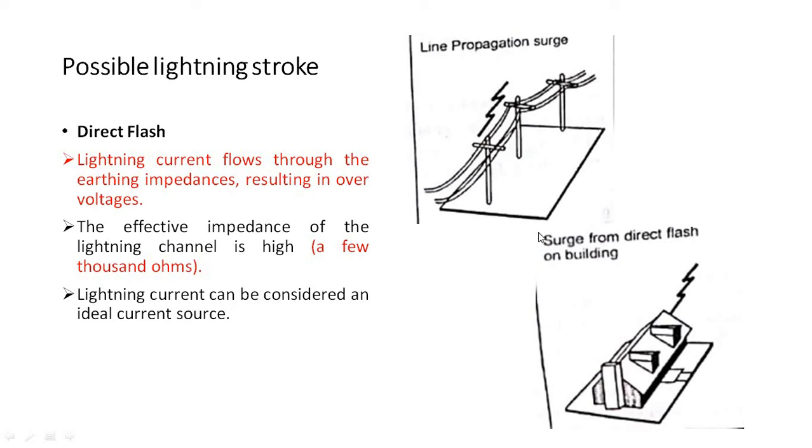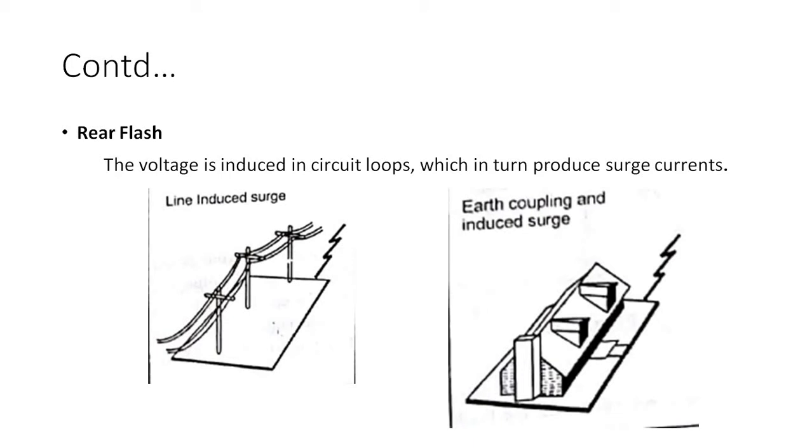The next one, the surge from direct flash on a building. So the lightning effect will be direct to the building. The next one, rear flash. The voltage is induced in the surge, which in turn produces surge currents. That means rear flash means nearby the transmission line, the lightning effect will be affected. So as well, the reactance values are improved in the transmission line.